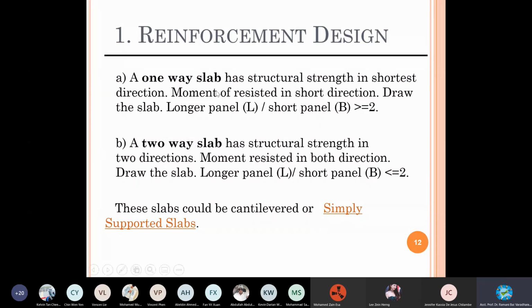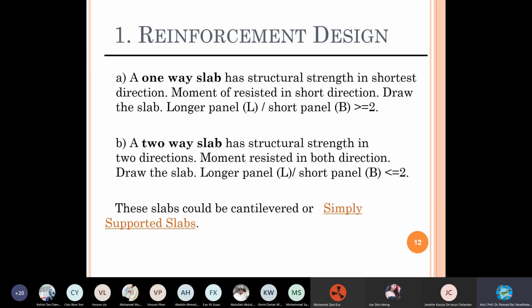One way, I repeat once again, the failure will be in one direction. You know the slab has breadth and width, right? If the failure is in either the breadth or width direction, then it's called one way. Two way, both directions it will tend to fail due to the loading coming in. Then you need to design as a two way, meaning you need to provide the reinforcement in both directions. That is mandatory. I will explain with the diagrams, which will be easier for you to understand.